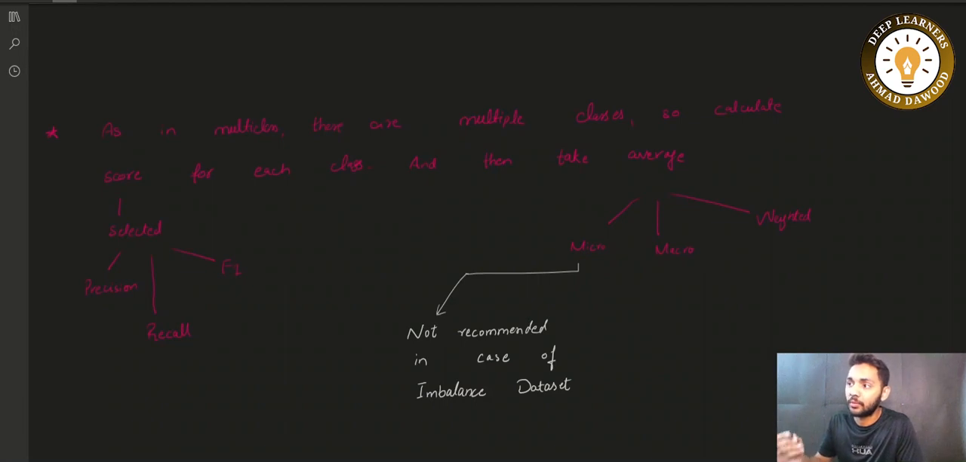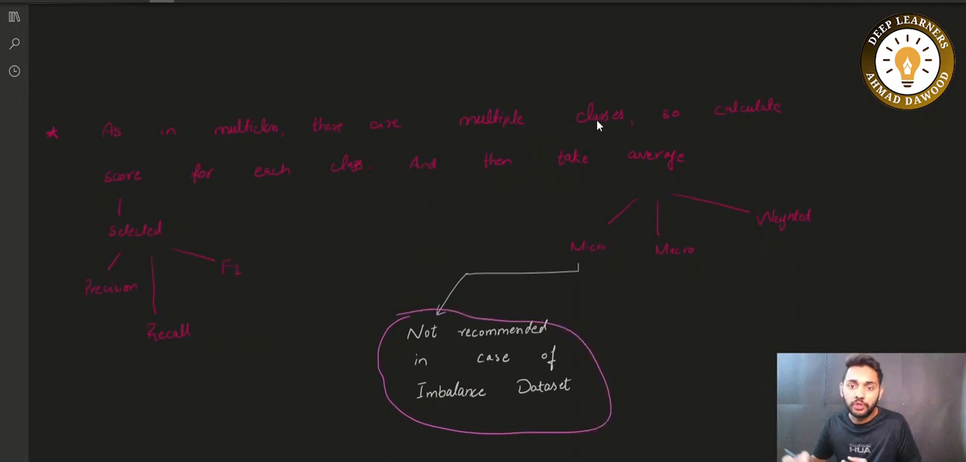Now we will continue our process of selecting the best averaging technique. There are three techniques: micro, macro, and weighted. In the case of micro averaging, it does not cater to the classes. It gives equal weight to each sample. It does not cater to the frequencies of the samples in different classes. So it is usually not recommended in the case of an imbalanced data set.